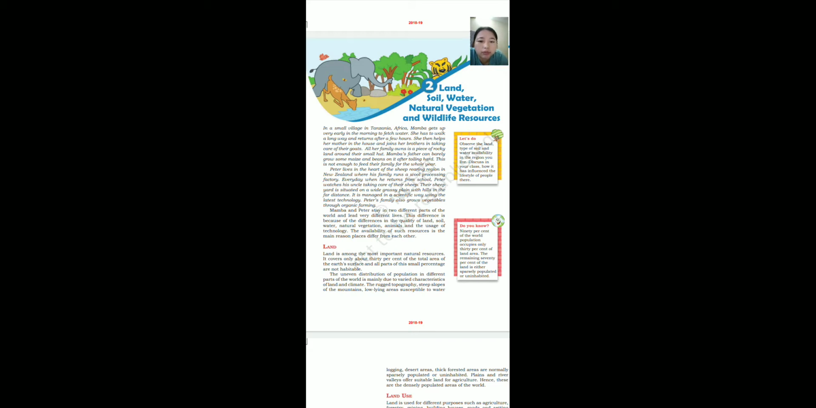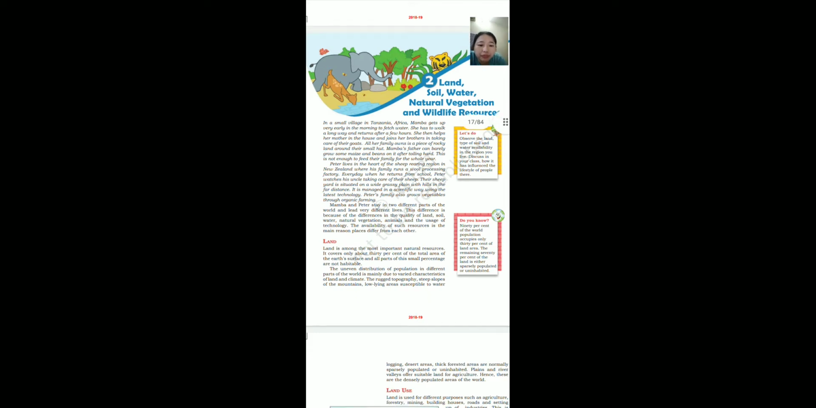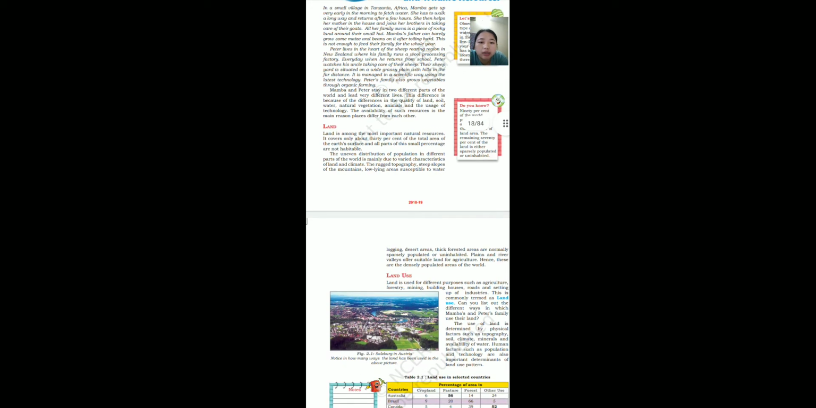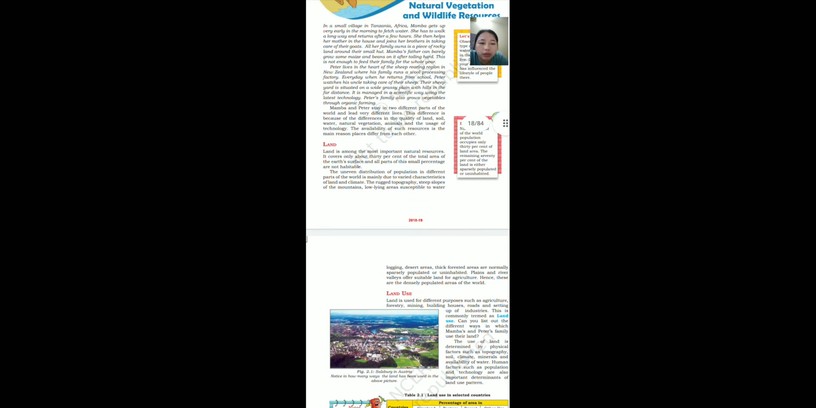They are from different parts of the world, one from a small village in Tanzania, Africa, and the other from New Zealand. So I want all of you to study this and identify the differences in the land use and their livelihood, okay? So this will be your homework. So let us start with land.